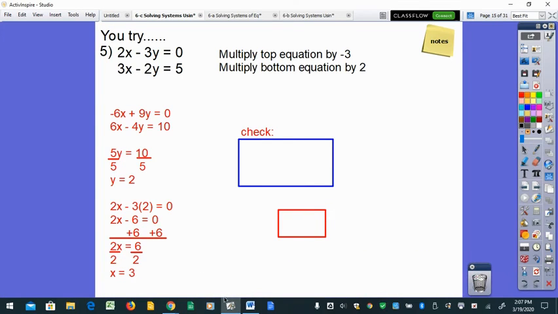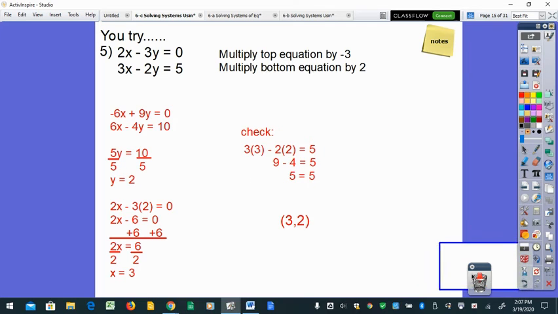Now, because these are x and y, I'm going to write my answer as a coordinate pair, and I'm going to check it in the one that starts with 3. And there is my check. You can pause the video and check against yours, or just if you need to kind of understand something better, please feel free to do that.